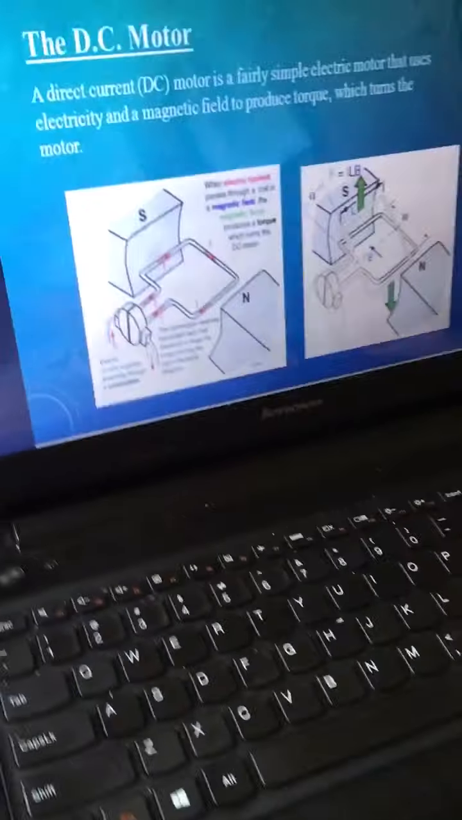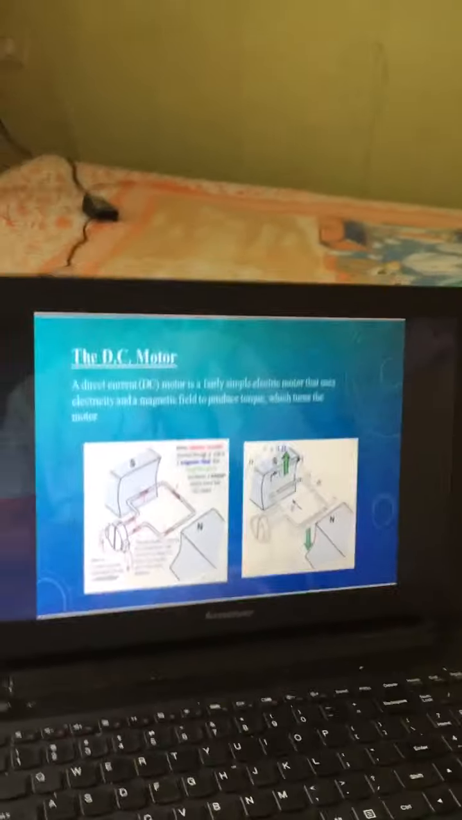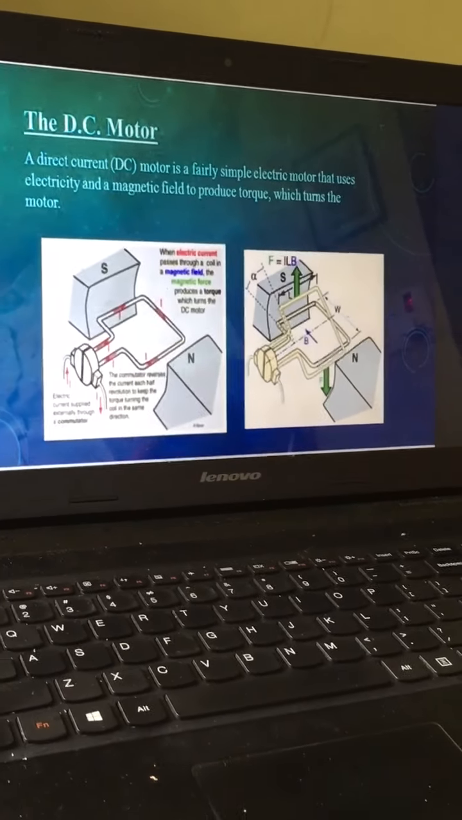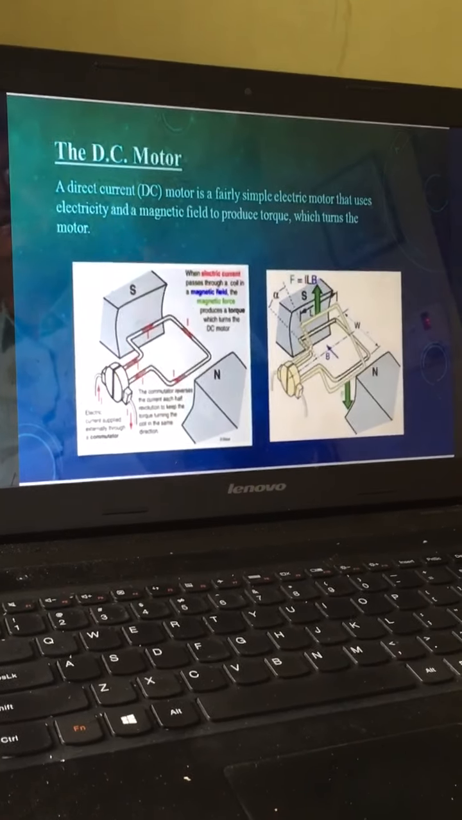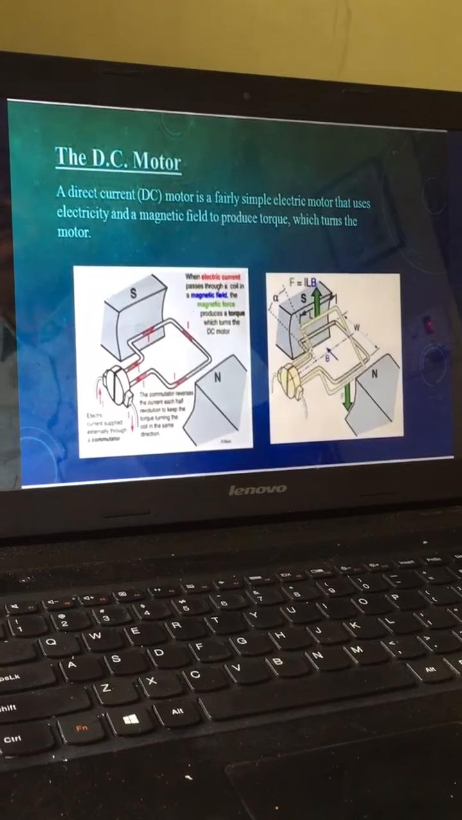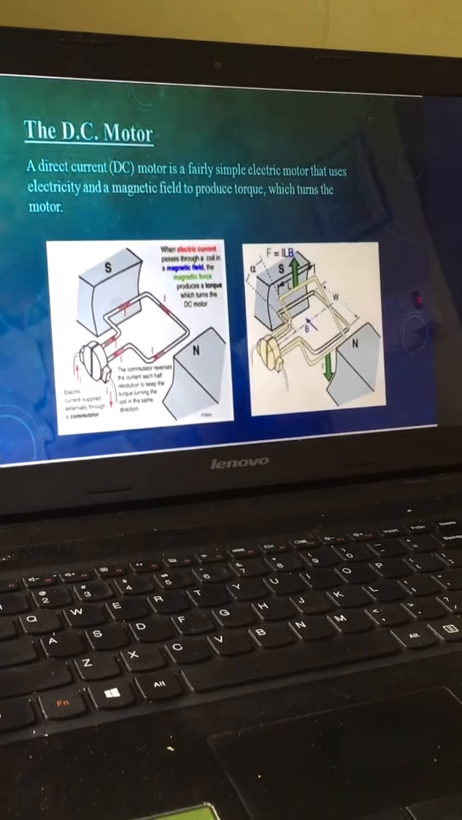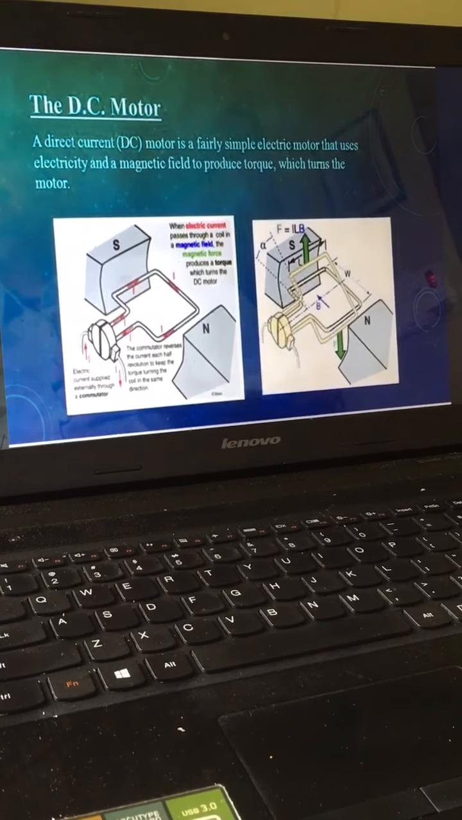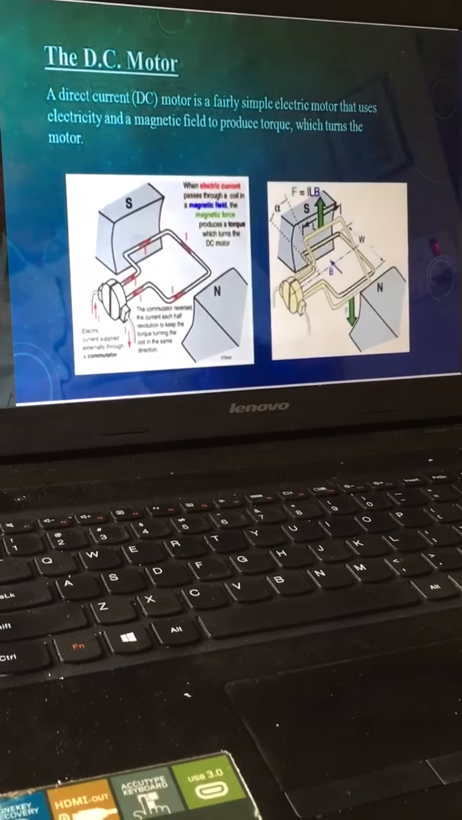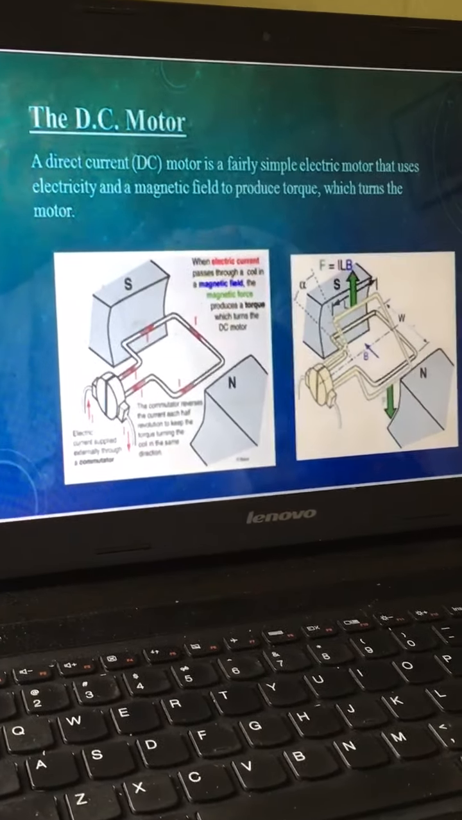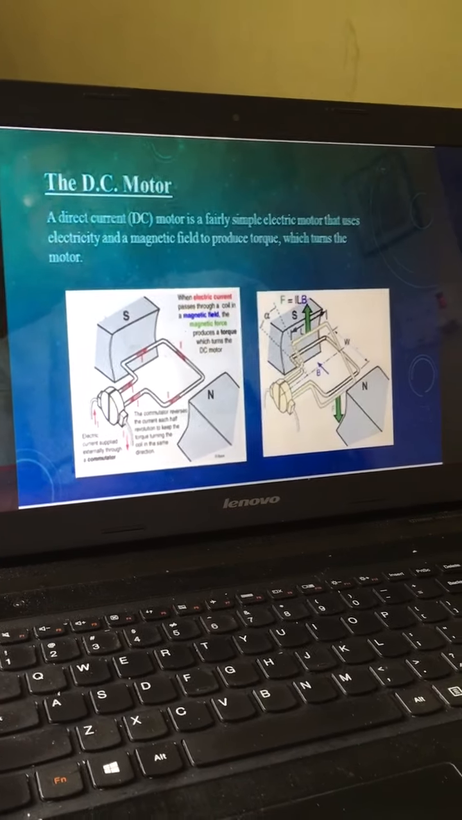Children, this is the figure of the electric motor. First thing that comes to your mind: what is an electric motor? An electric motor is a device which converts electrical energy into mechanical energy. There are various examples, like fans, toys, or electric trains. We have grinders, mixing grinders. There are so many devices where electric motors work.